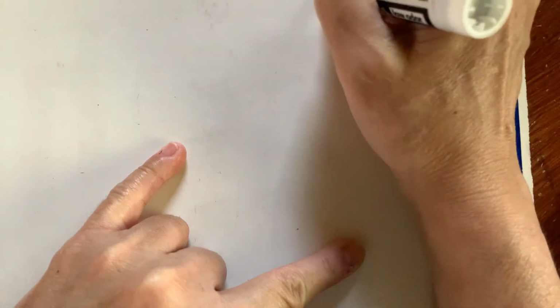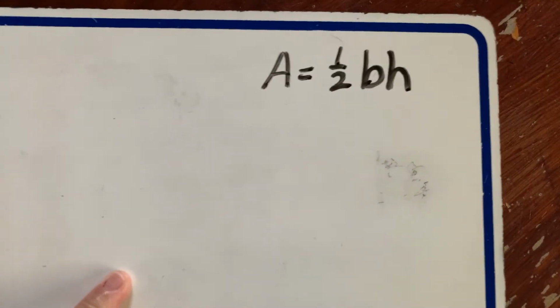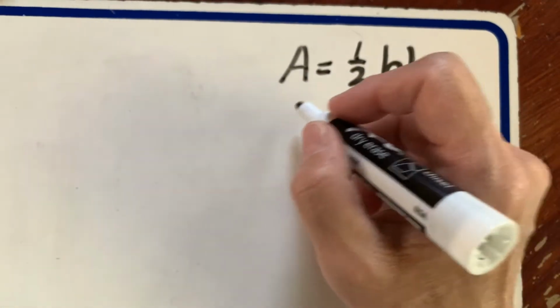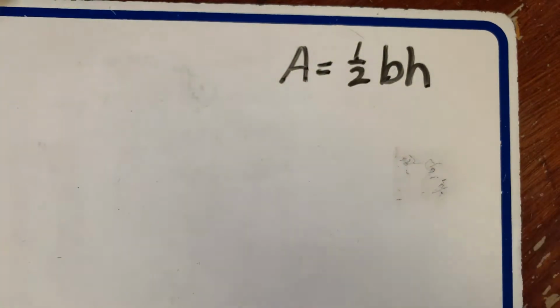Okay, today I want to talk to you about finding the area of a triangle. The formula that you're going to use for finding the area of a triangle is A equals 1/2 base times height. It'd be better if you could see it, right? You can also know that when you're multiplying by 1/2, it's the same as dividing by 2.